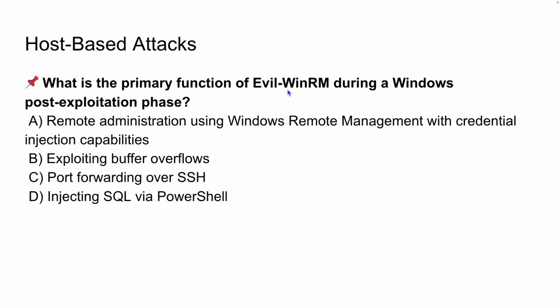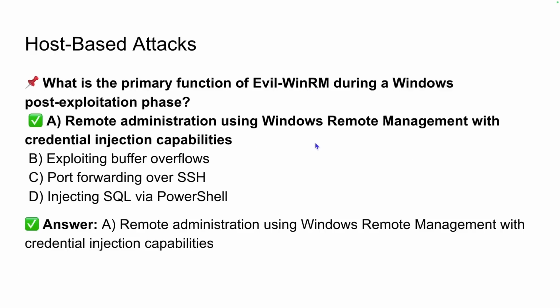Now, what is the primary function of Evil-WinRM during a Windows post-exploitation phase? Remote administration using Windows Remote Management with credential injection abilities, exploiting buffer overflows, port forwarding over SSH, or injecting SQL via PowerShell. So not necessarily. These can be things you can do with a remote connection, right? Evil-WinRM is for getting a remote connection, so you can technically do this when you have that connection. You can technically forward ports over SSH. You can technically exploit buffer overflows. But the most obvious answer is remote administration using Windows Remote Management, WinRM, that's what that stands for, with credential injection capabilities, and that is the answer.